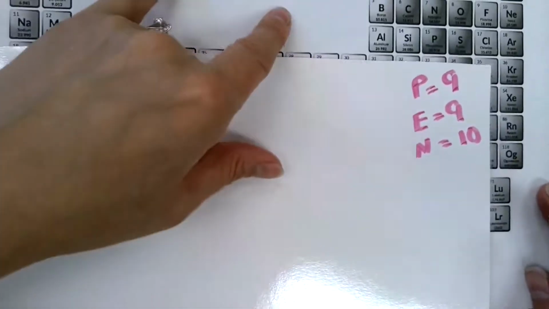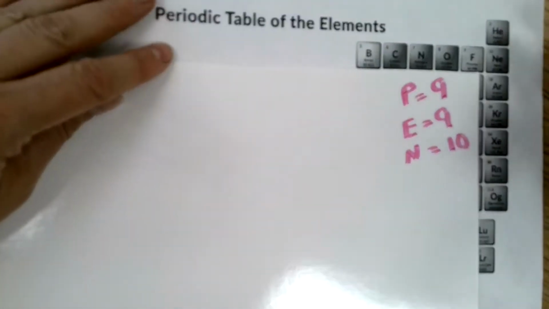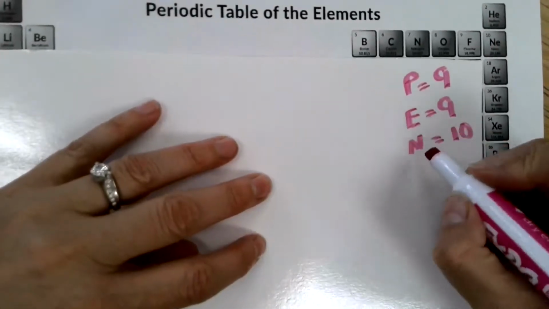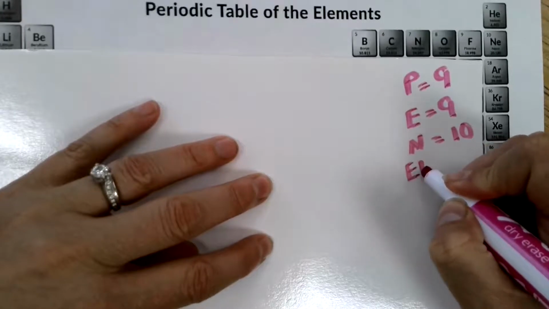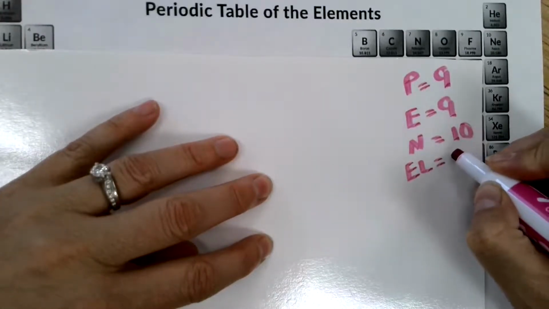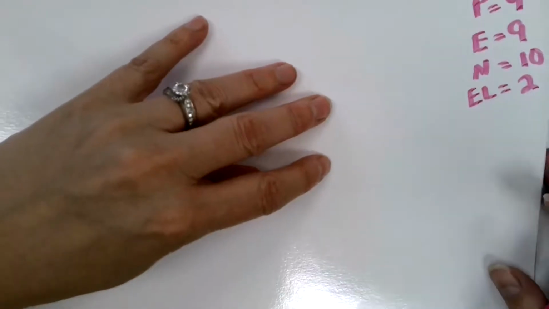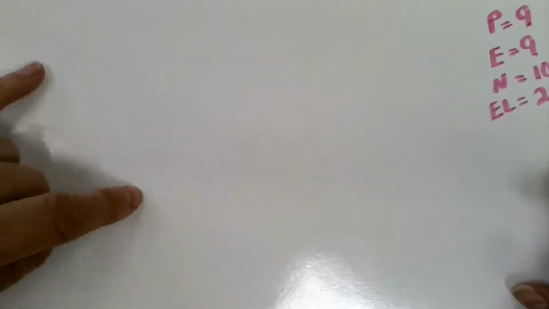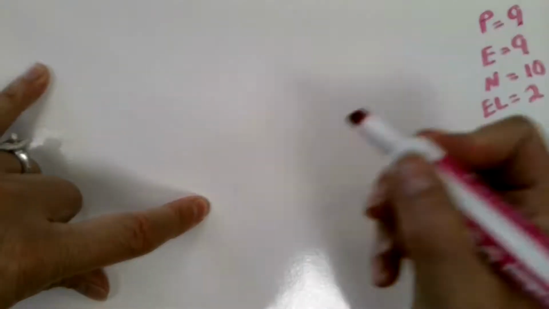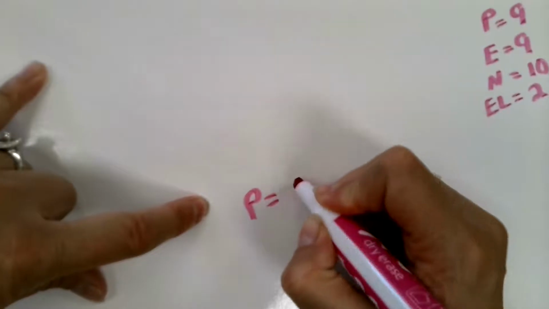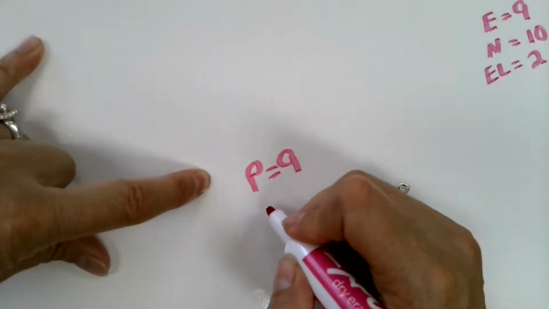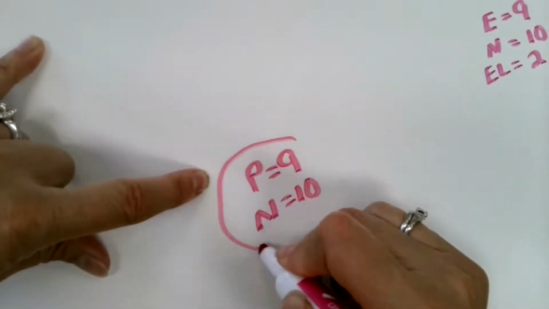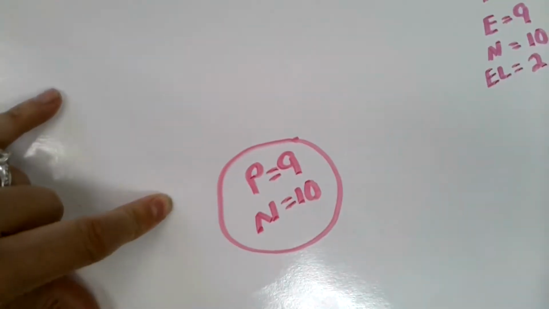Now, since I already have it out here, I want to determine how many rings it has. It's in the second row, so that means it has 2 energy levels. Okay, so I have the information I need all set up. I'm going to go ahead and construct a Bohr model. The first thing I need to do is my nucleus. So there are 9 protons and there are 10 neutrons, and I place that within the nucleus.